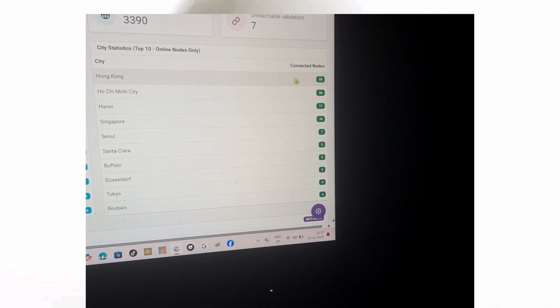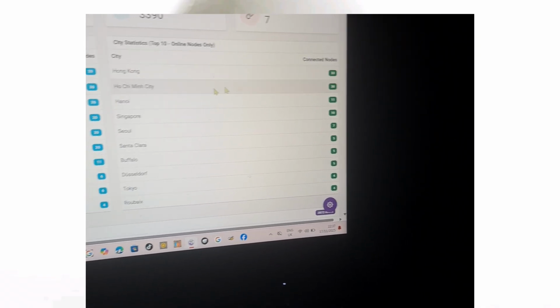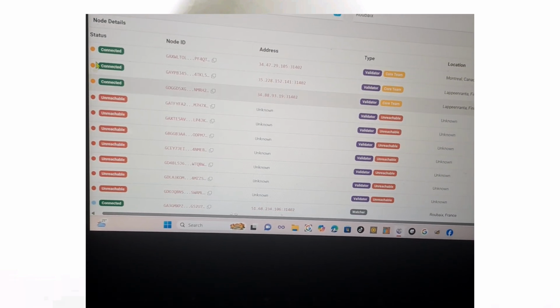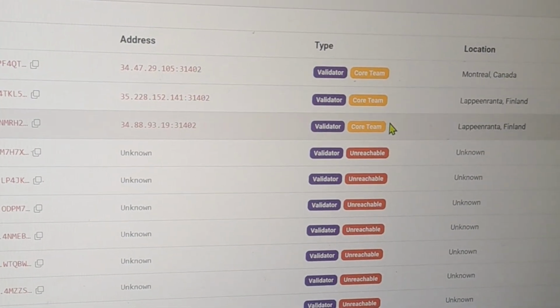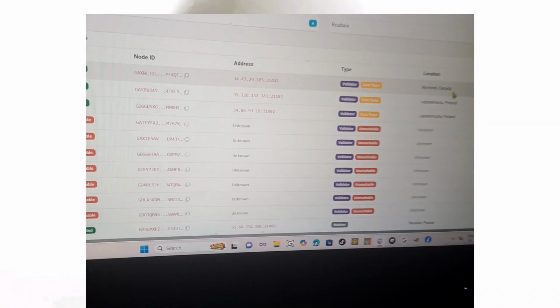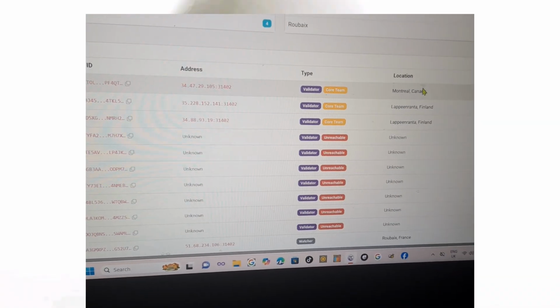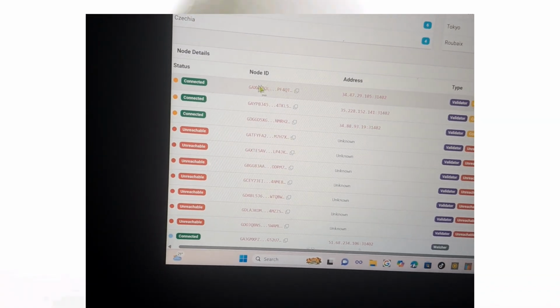So we have Hong Kong leading with 333 connected nodes, followed by Ho Chi Minh City with 30, Hanoi, and so on downwards. Then down here, we can see the node status and node details. These 3 connected nodes are owned by the core team. You can see the locations they are connected to, and we have their node ID and their addresses.